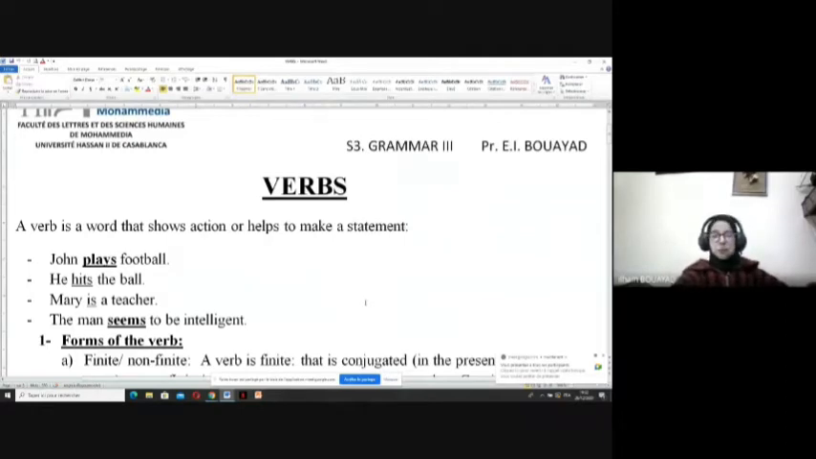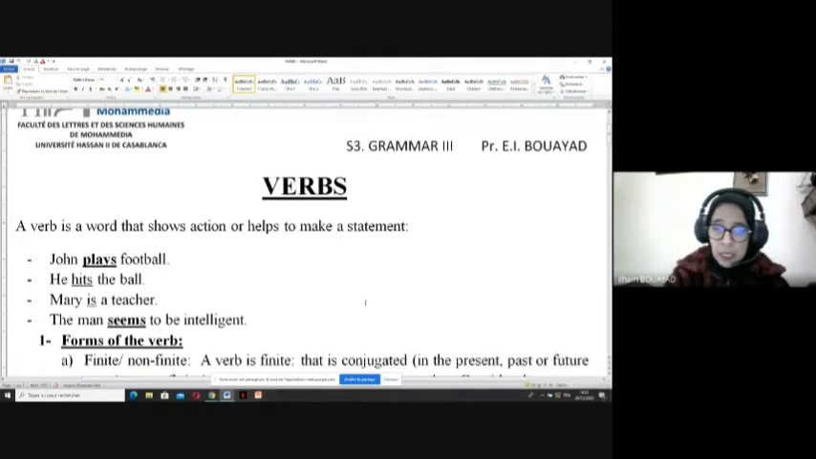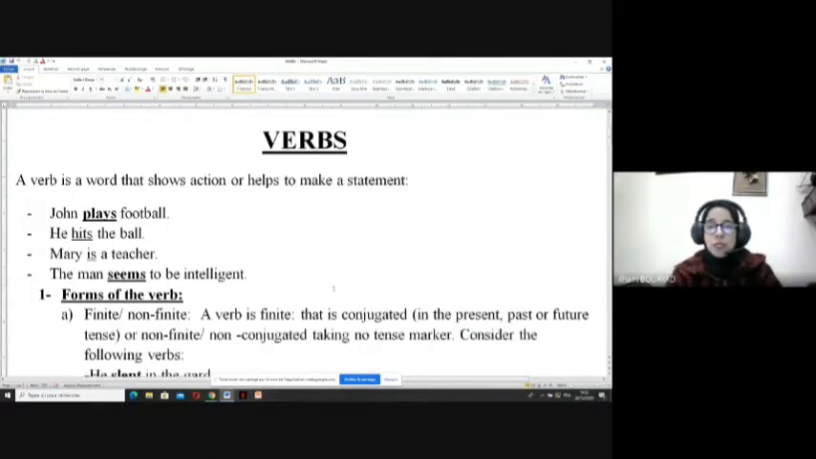Okay, so today's lesson is on verbs. Last session we explained the main characteristics of verbs in terms of forms and in terms of the structure or the position of verbs within the sentence. Okay, so just as a recapitulation before doing the practice.